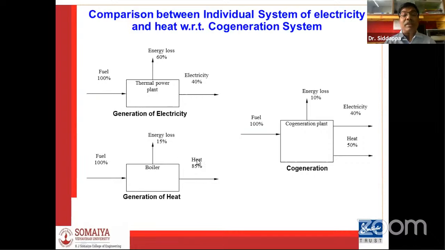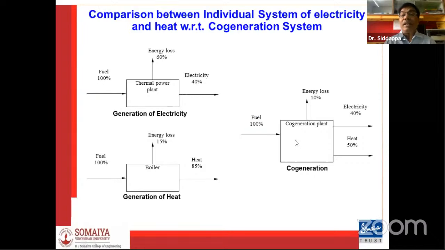Then 85% of the heat energy produced in the combustion chamber will be coming out as steam enthalpy, and the remaining 15% will be lost to the surrounding. Now this 60% and 15%, which are lost to the surrounding, we can use if I adopt some concept called recovery systems, and then that recovery-adopted whole system is called a cogeneration system.